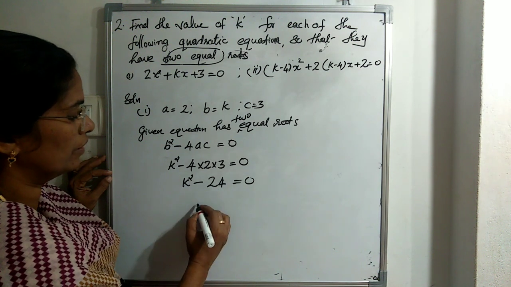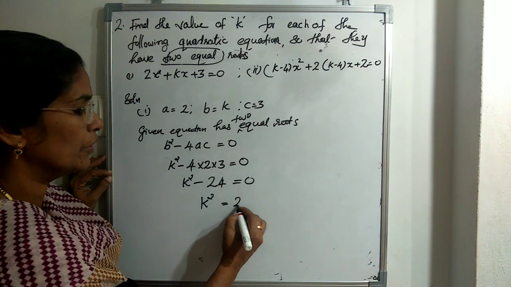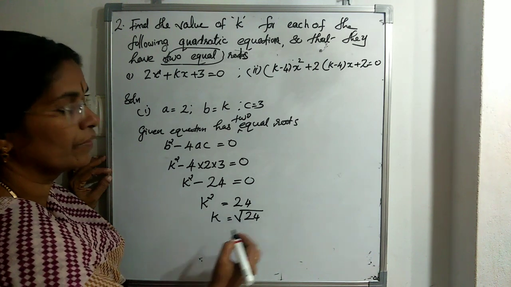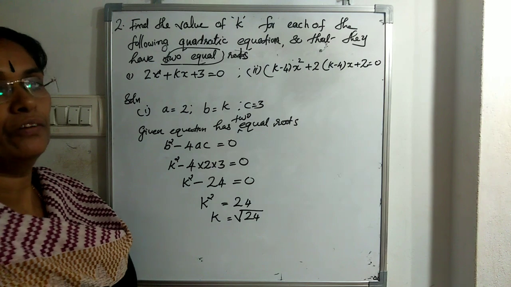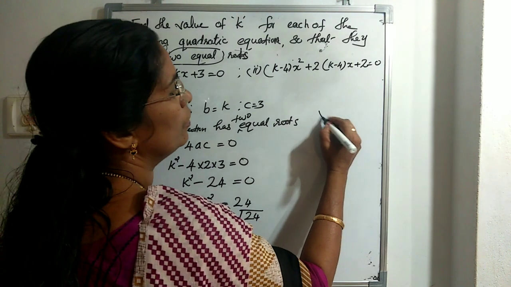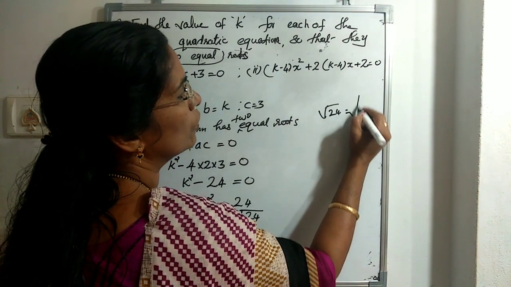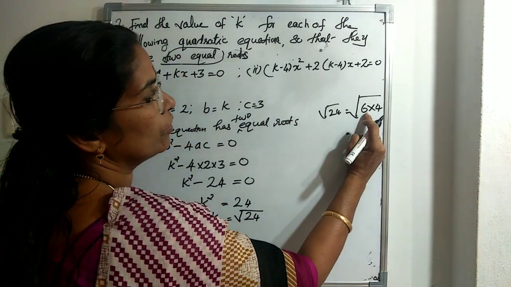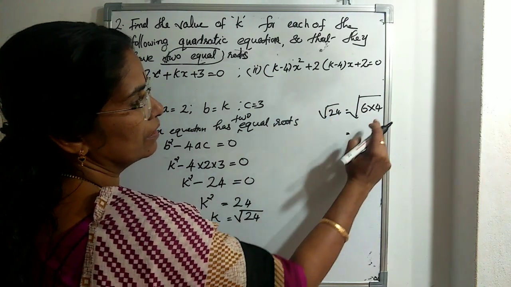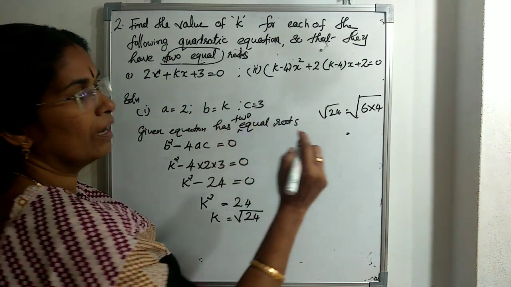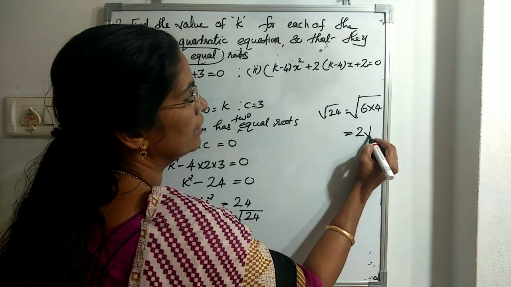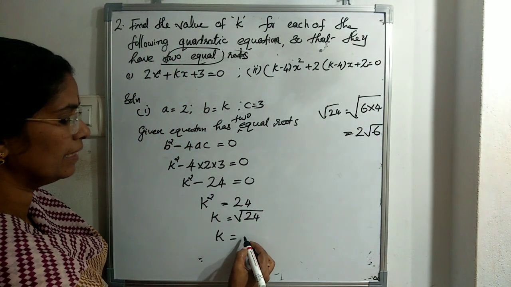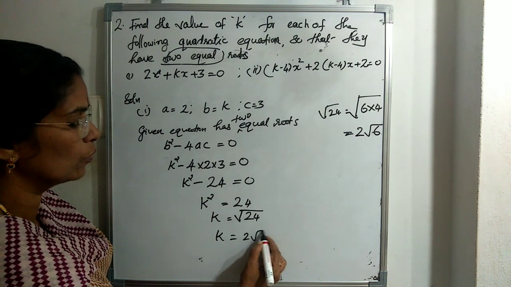24 equal to 0. It means k square equals 24, or k is equal to root 24. How are we finding the value of root 24? Root 24 we can write as root of 6 into 4. 6 fours are 24. We don't know the value of root of 6, but we know root 4 as 2. So we can write it as 2 root 6. So we are writing k is equal to 2 root 6.